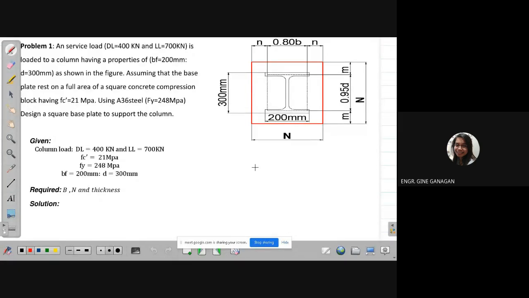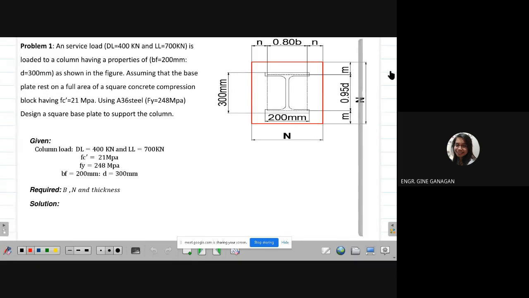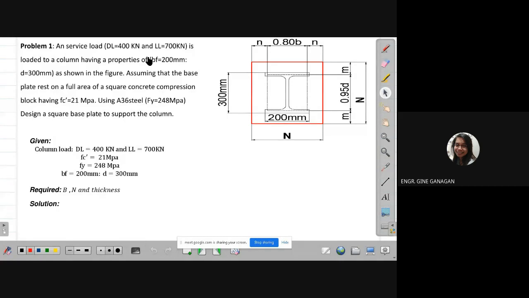So, we have here a load of 400, 700 loaded to a column having these properties. Yung BF natin is 200, yung D natin is 300. As shown in this figure. Assuming that the base plate rests on the whole area. Okay, sabi niya, rest on the whole area. So, dito pa lang, alam na natin kung anong gagamitin nating equation na nominal strength na P. Okay?